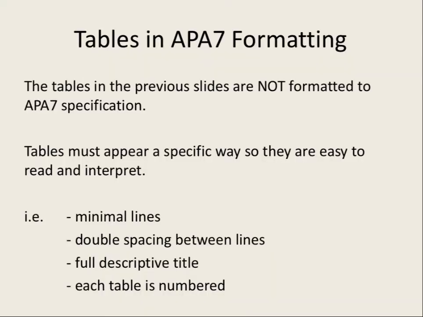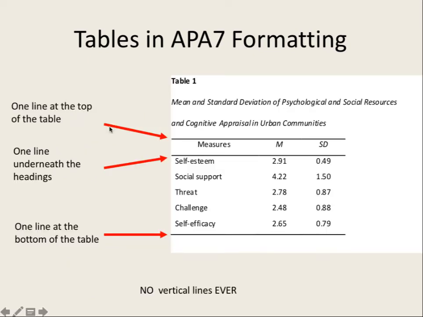In terms of tables, you should have minimal lines. Again, they should be double spaced. Titles, just like in graphs, should be very descriptive, and each table is also numbered. This is a very simple table. Again, we have in bold table 1, title case of the title, so no capitals on the ands. And we only put in the minimal amount of lines.